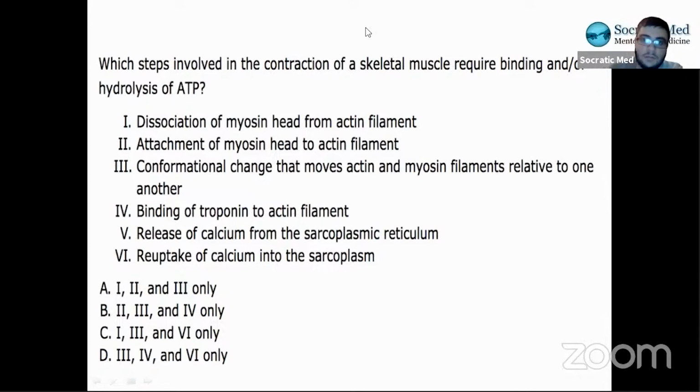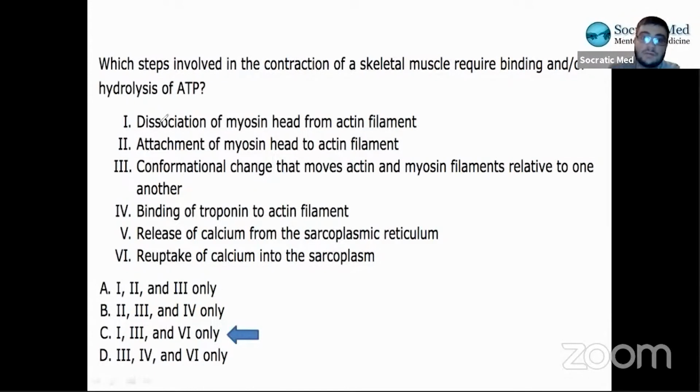Okay, I'm going to end the poll. The majority of people actually picked A and B, right? However, the correct answer is actually C. And let's go over it step by step.